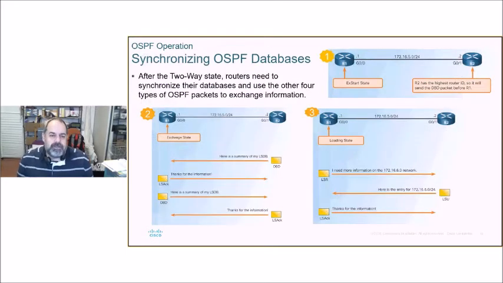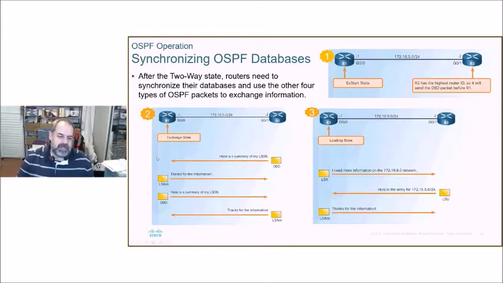So, synchronizing OSPF databases. After the two-way state, routers need to synchronize their databases and use the other four types of packets to exchange information. And so you've got the exchange start state, and basically the router with a higher ID will end up being the master between them, the master-slave setup. And so from there, then you go to the exchange state.